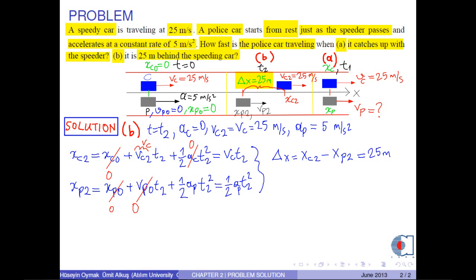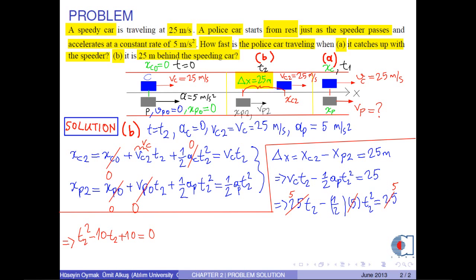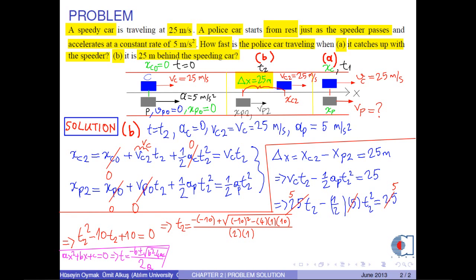If we put the corresponding expressions in this formula, we obtain VC times t2 minus 1/2 times AP times t2 squared, which is equal to 25. Since VC is 25 meters per second and AP is 5 meters per second squared, we obtain t2 squared minus 10 times t2 plus 10 equals 0, which is a second order equation in t. Consequently, the solution becomes 8.8730 seconds.